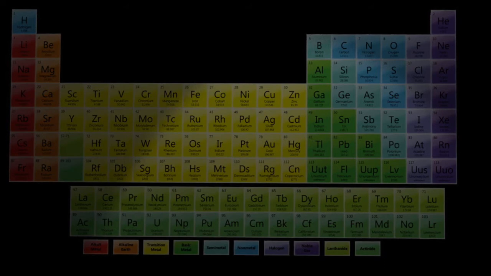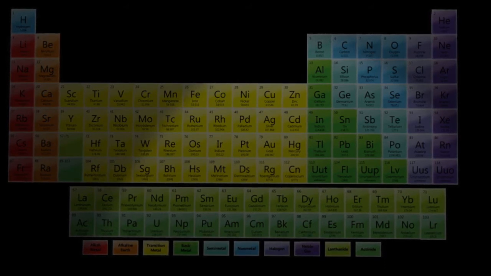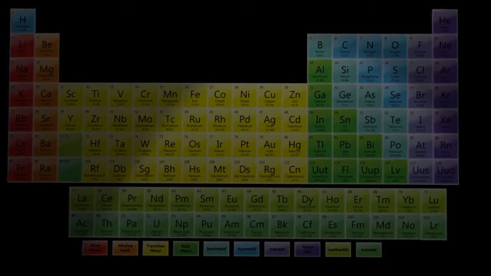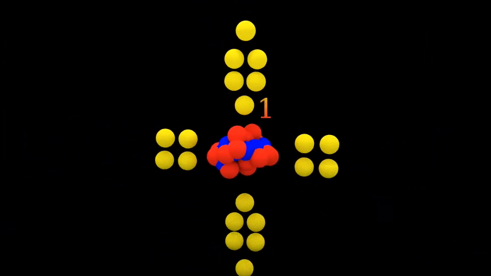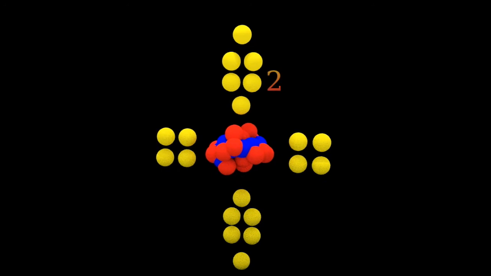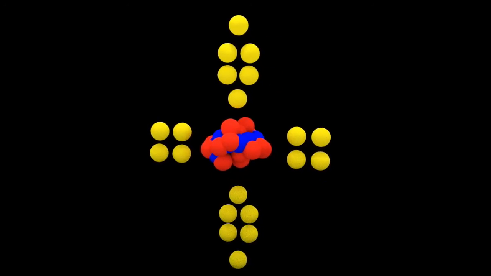Each row contains elements with the same amount of electron cells, or as I called them earlier, the rings around the nucleus, which you can see here in the model. It has 4 shells, as calcium is in row 4 of the periodic table.